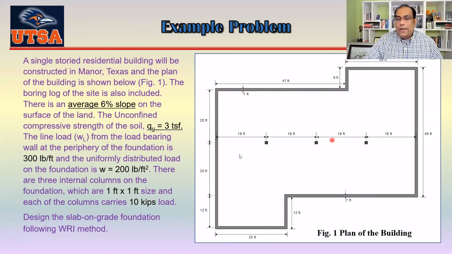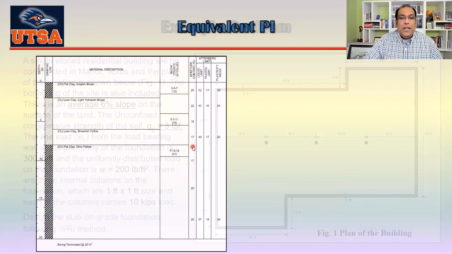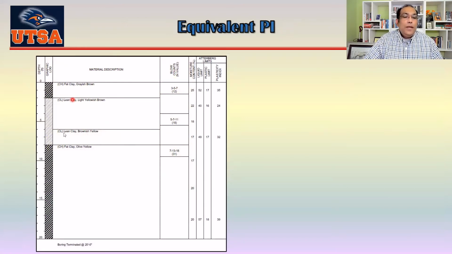Now if I go to the next page, they are giving you the boring log at the site. So you can see from 0 to 2 feet, this is fat clay and PI is 35. From 2 to 8 feet, these are lean clay, low plasticity clay, which has 24 and 32 plasticity index. And from 8 to all the way to 20, the plasticity index is 39. So it's kind of a mix of high plasticity and low plasticity clay, okay?